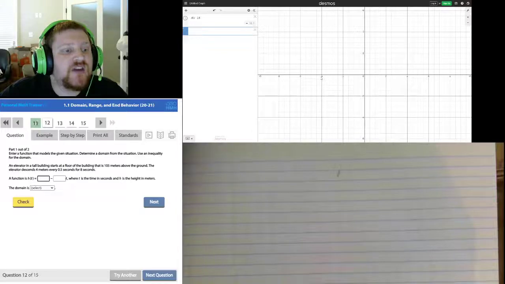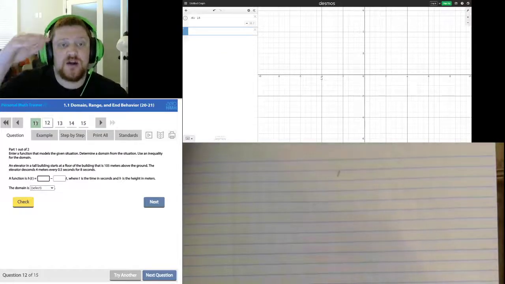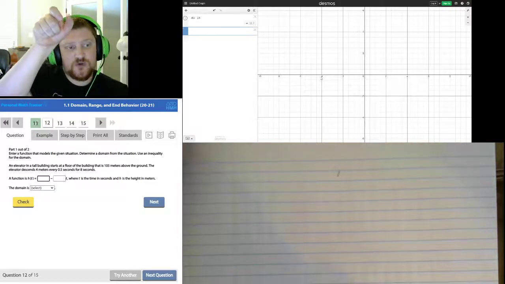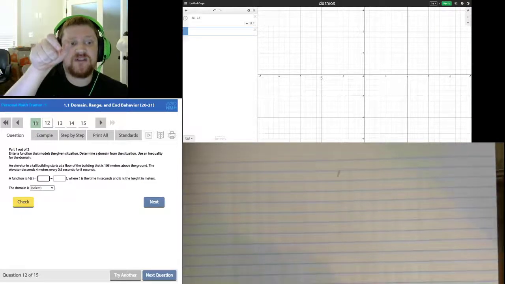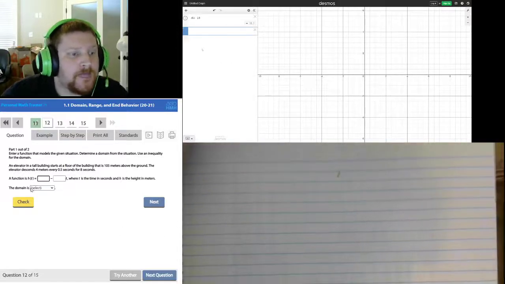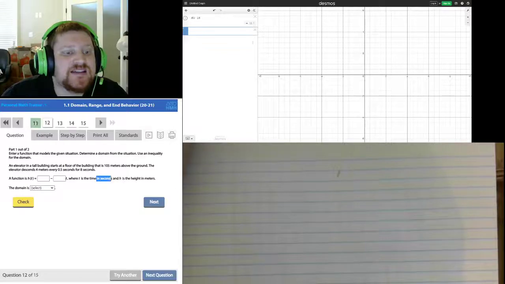So an elevator in a tall building starts at a floor of the building that is 105 meters above the ground. So we're starting at 105. The elevator descends 4 meters every 0.5 seconds for 8 seconds. So a function is h of t equals blank minus blank, where t is the time in seconds and h is the height in meters.